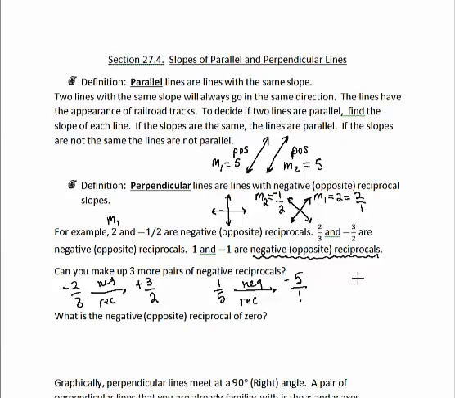Okay. What if we have 4? Well, the negative reciprocal of 4 would be 1 over 4, and it would be negative. Okay, we change the sign from positive to negative, and we flip the number 4 upside down, and so we now have a negative 1 over 4. Okay, what is the negative reciprocal of 0?